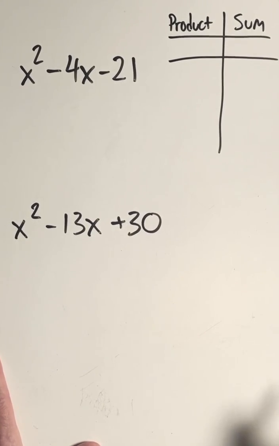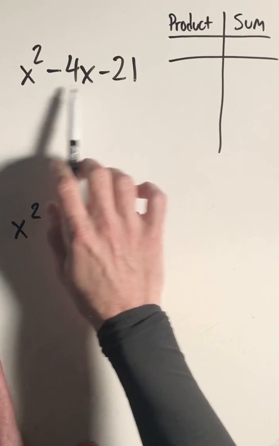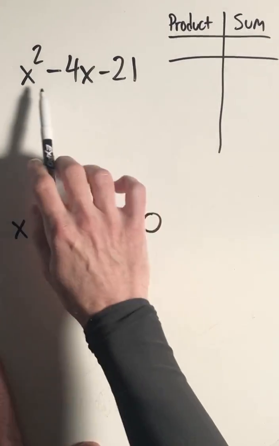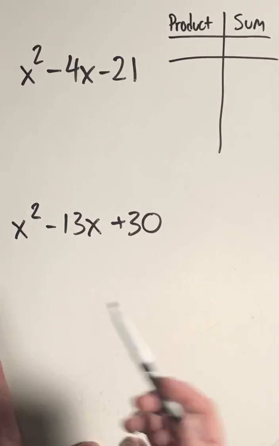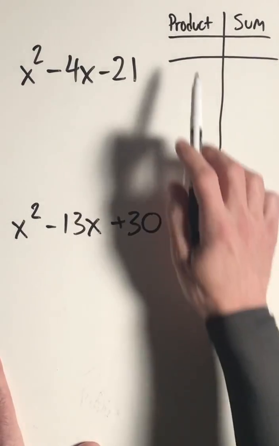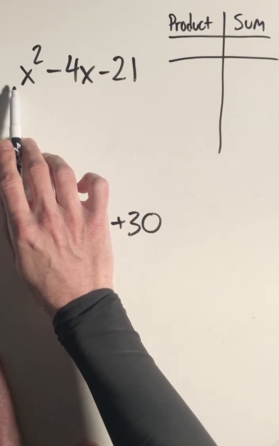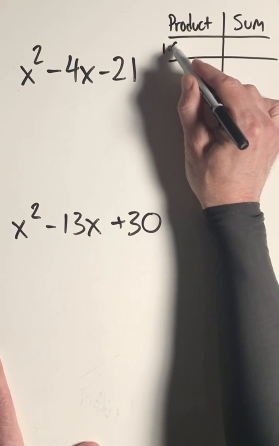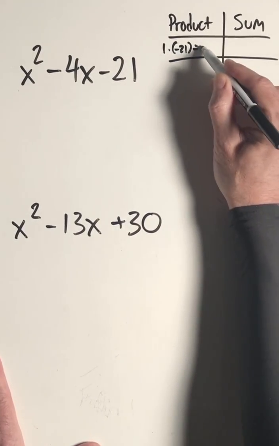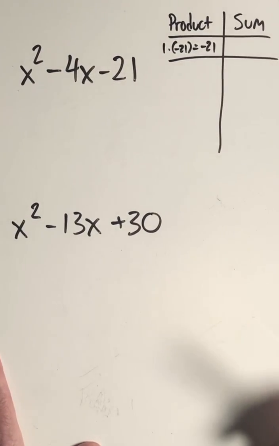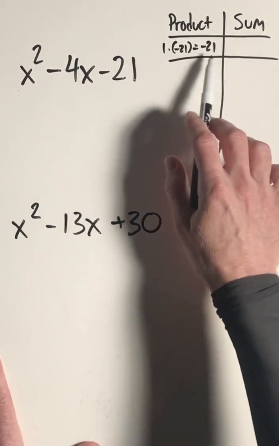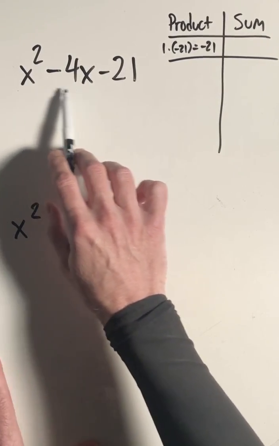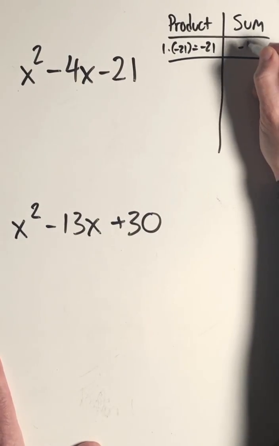Now we will factor trinomials where the signs separating the terms are not all positive. We could have some negatives, and we can have a negative mixed in with a positive. We're still going to be looking at the product of the coefficient of the first term times the constant. So 1 times negative 21 gives a product of negative 21. So we're looking for two numbers that multiply to negative 21, and the sum needs to be negative 4, the coefficient of your middle term.